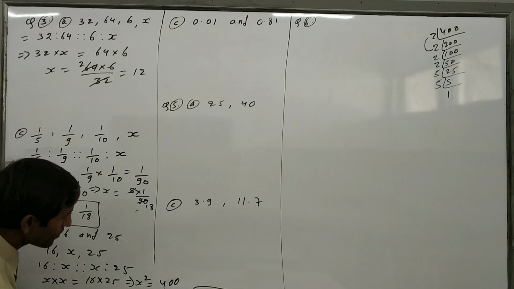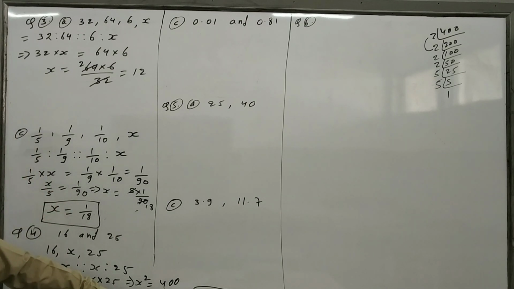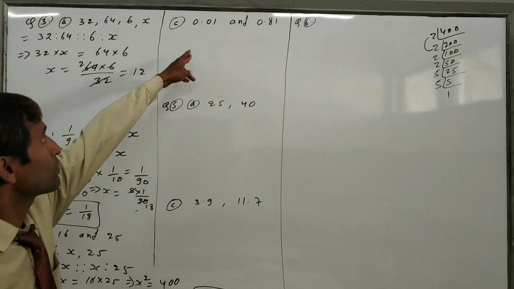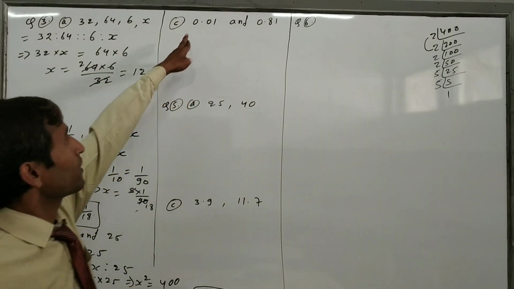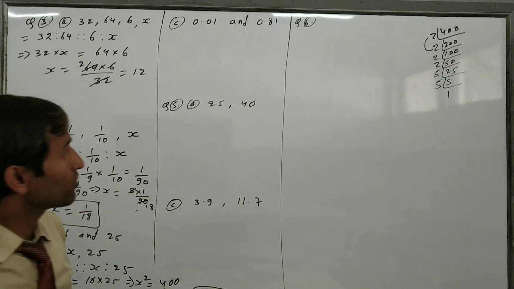Square root of 400 is equal to 20. So we will find the square root of 400, and the answer will come 20. This is the final answer. So the mean term is equal to 20. Okay. Like that, in this one also we will do like this. So the B part you have to try yourself.